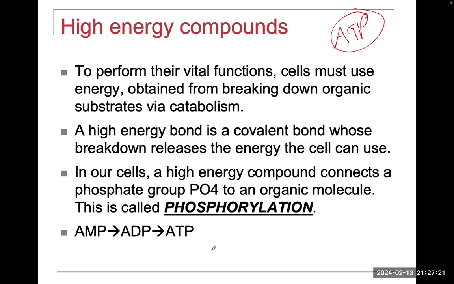So if we have, just for simplicity, adenosine and it's phosphorylated once, then we call it adenosine monophosphate, mono meaning one phosphate. If we create another bond and we add another phosphate group, now there's two phosphates, it's adenosine diphosphate. And if we phosphorylate it a third time, now we have three phosphates, it's adenosine triphosphate.